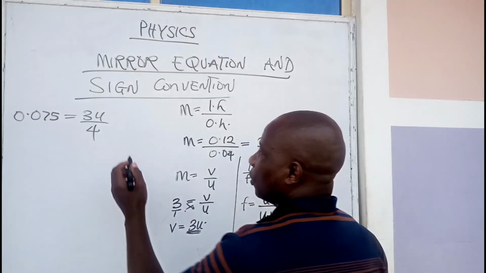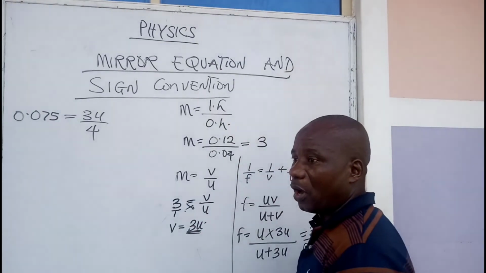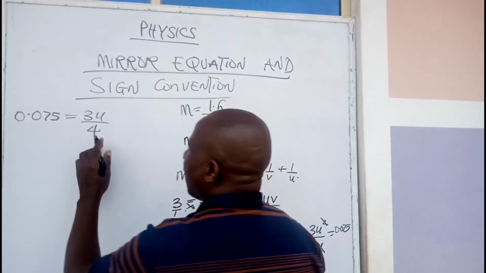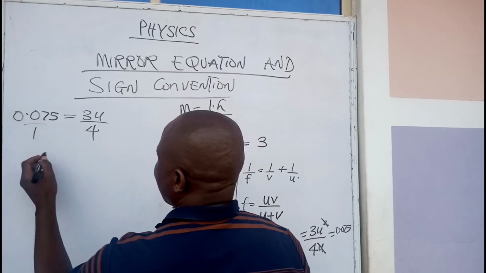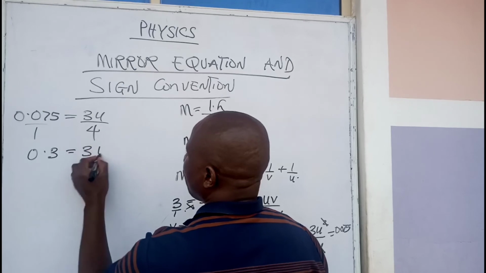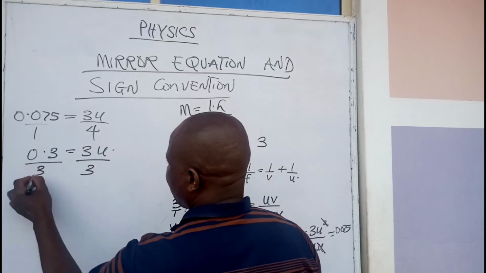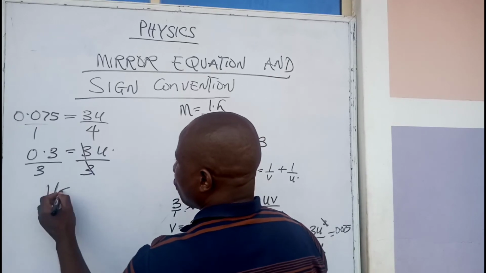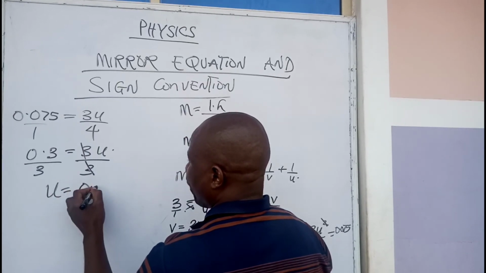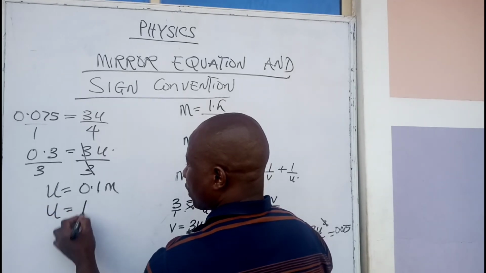Now, class, if you cross multiply, this one will give you 0.3 is equal to 3U. Divide both sides by 3, and we have U is equal to 0.1 meters, which is equivalent to 10 centimeters.